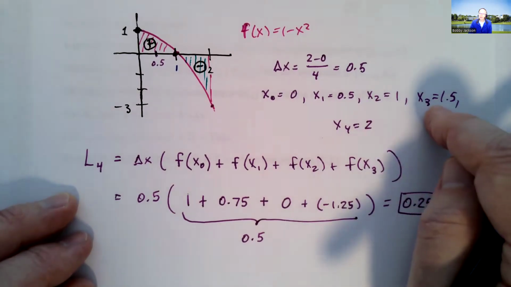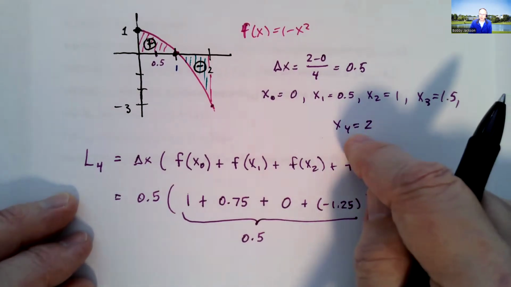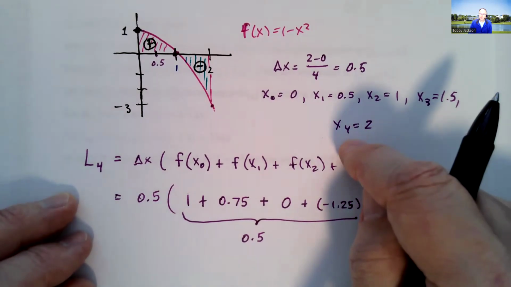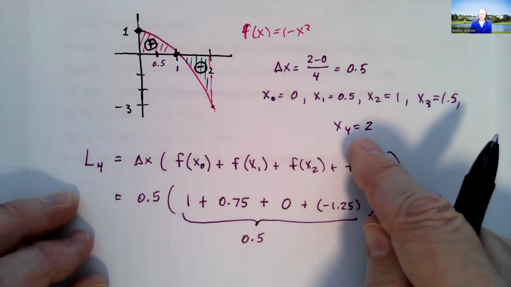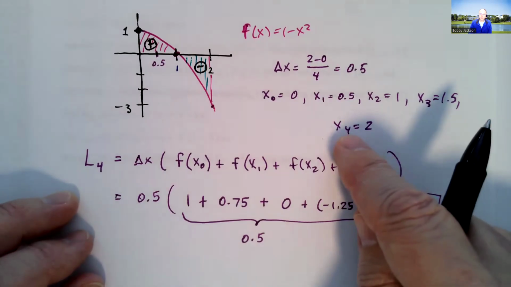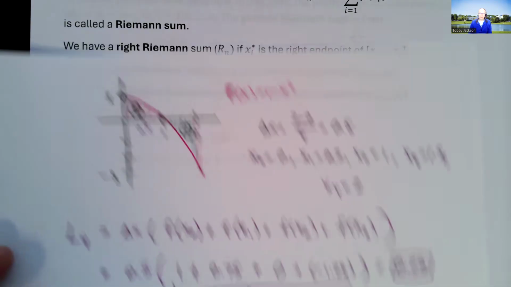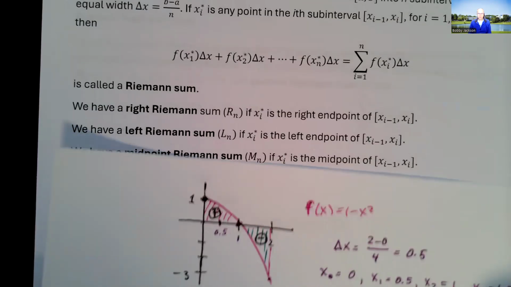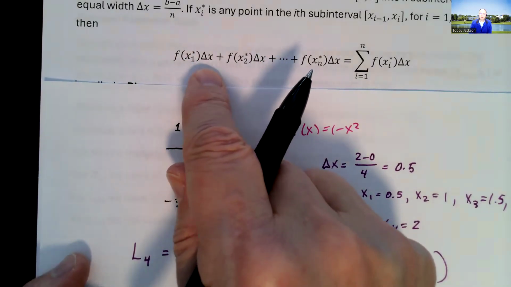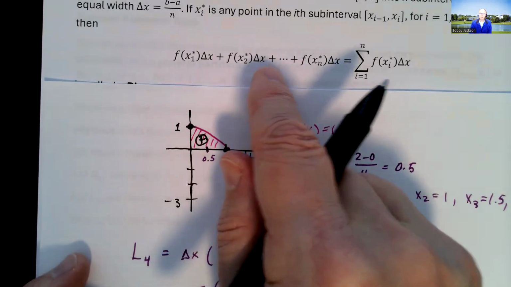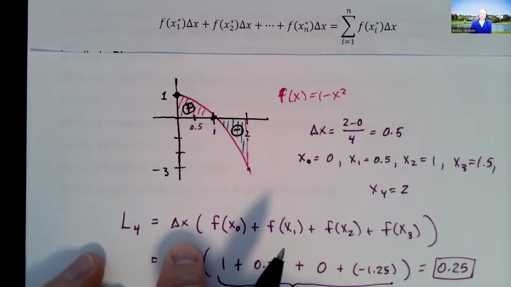And then add a half to get x sub 3, and then add a half to get x sub 4. And we stop there, right? Because n is 4, and we should check and make sure that we get to 2 when we get to x sub 4, which we do. So L sub 4 is just going to be the f of x sub i star times the delta x's. Notice there's a delta x on each one of these, so I can factor that delta x out.